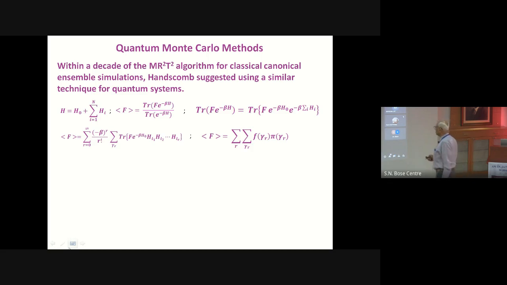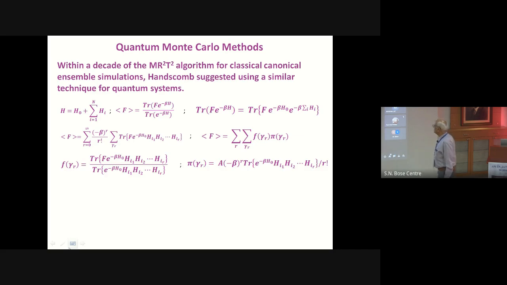And how do you simulate this? To simulate this, like I said, F gamma R you can evaluate in this fashion. You define a probability pi gamma R, which is proportional to something, with an arbitrary constant A, so that you maintain the total probability to be 1. So this is a kind of normalization constant. Minus beta to the power R, trace e to the minus beta H naught, H i1 to H iR, divided by R factorial. You see that the operator F is not here. So this is the denominator.